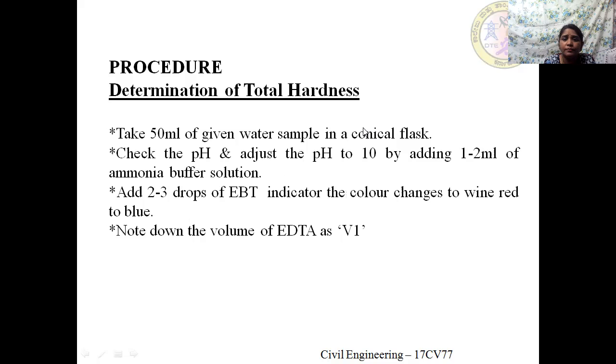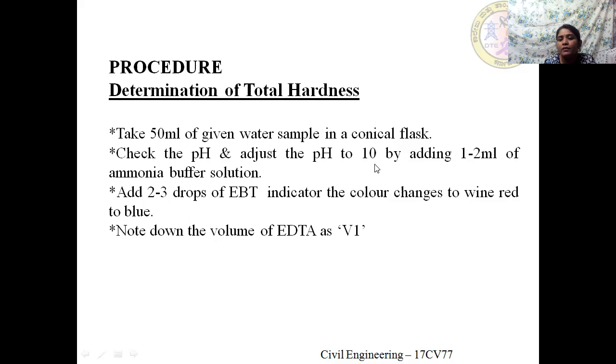Coming to the procedure, we are going to have a clean conical flask, clean burette, pipette, and measuring jars, which are going to be cleaned and rinsed with distilled water. So the given water sample is going to be measured, where we take 50 ml of the sample. You can take any amount, it can be 50 ml or 100 ml. For our convenience, we are taking 50 ml of the given water sample. We are placing it in a conical flask.